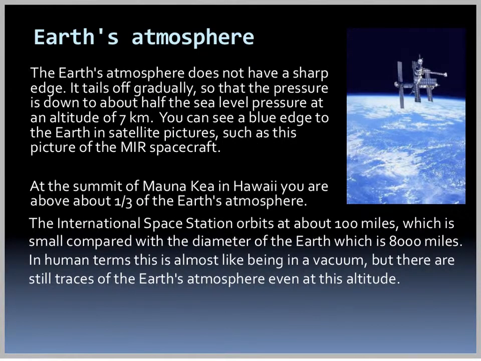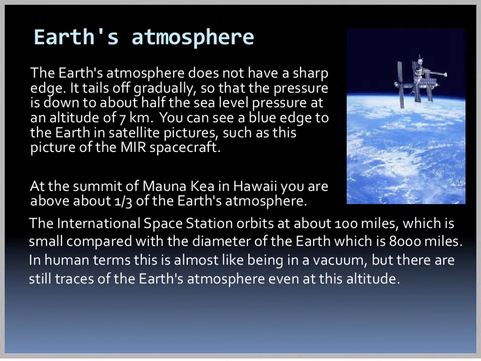Now this atmosphere that the Earth has doesn't have a sharp edge. It trails off gradually, so really the pressure is down to about half of sea level at 7 kilometers. In fact, if we look at this picture of the Mir spacecraft, we can see this thin blue line of the Earth's atmosphere. It doesn't really have a sharp edge, it just fades off into space. If you were to go to Hawaii and get on the summit of Mauna Kea, you're actually above a third of the Earth's atmosphere by mass.